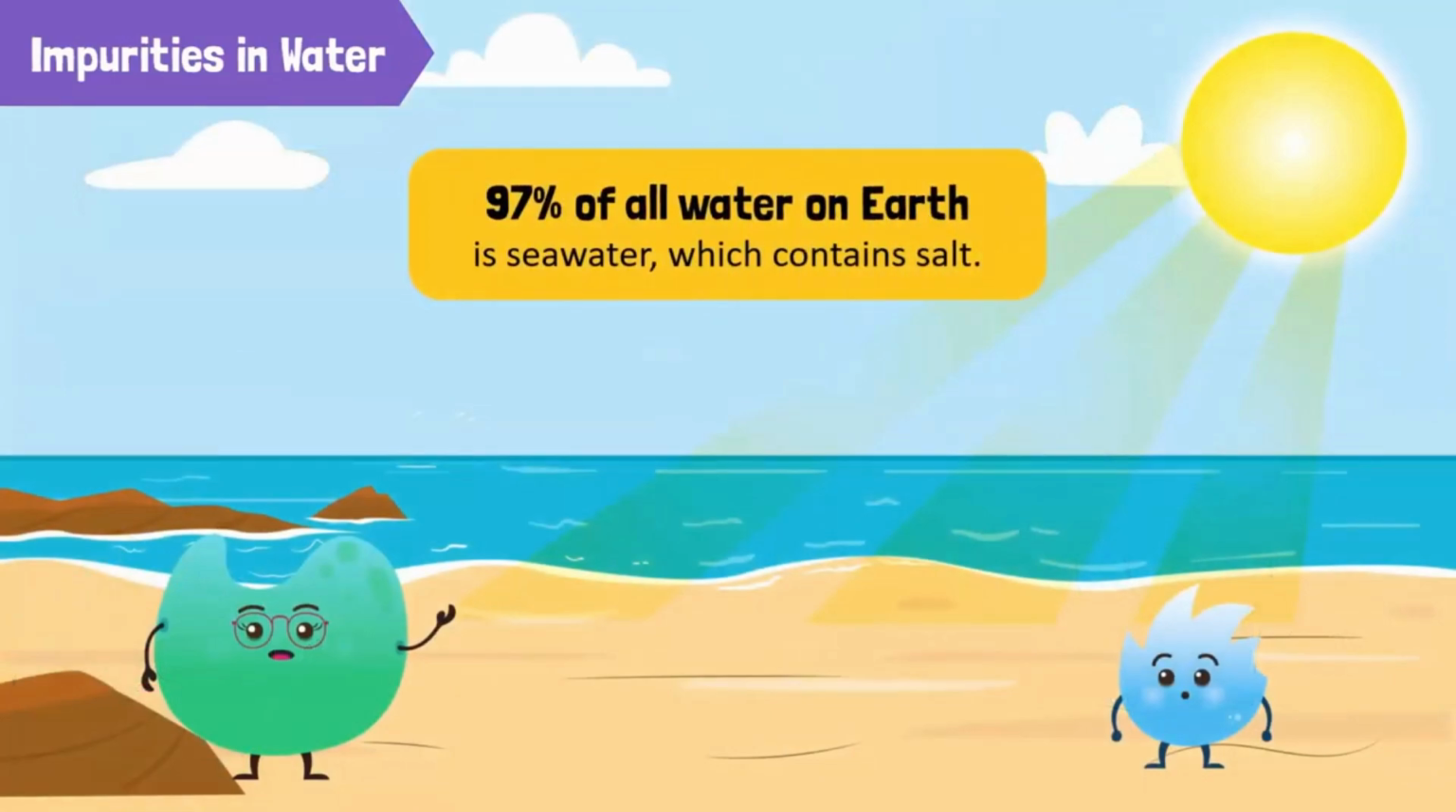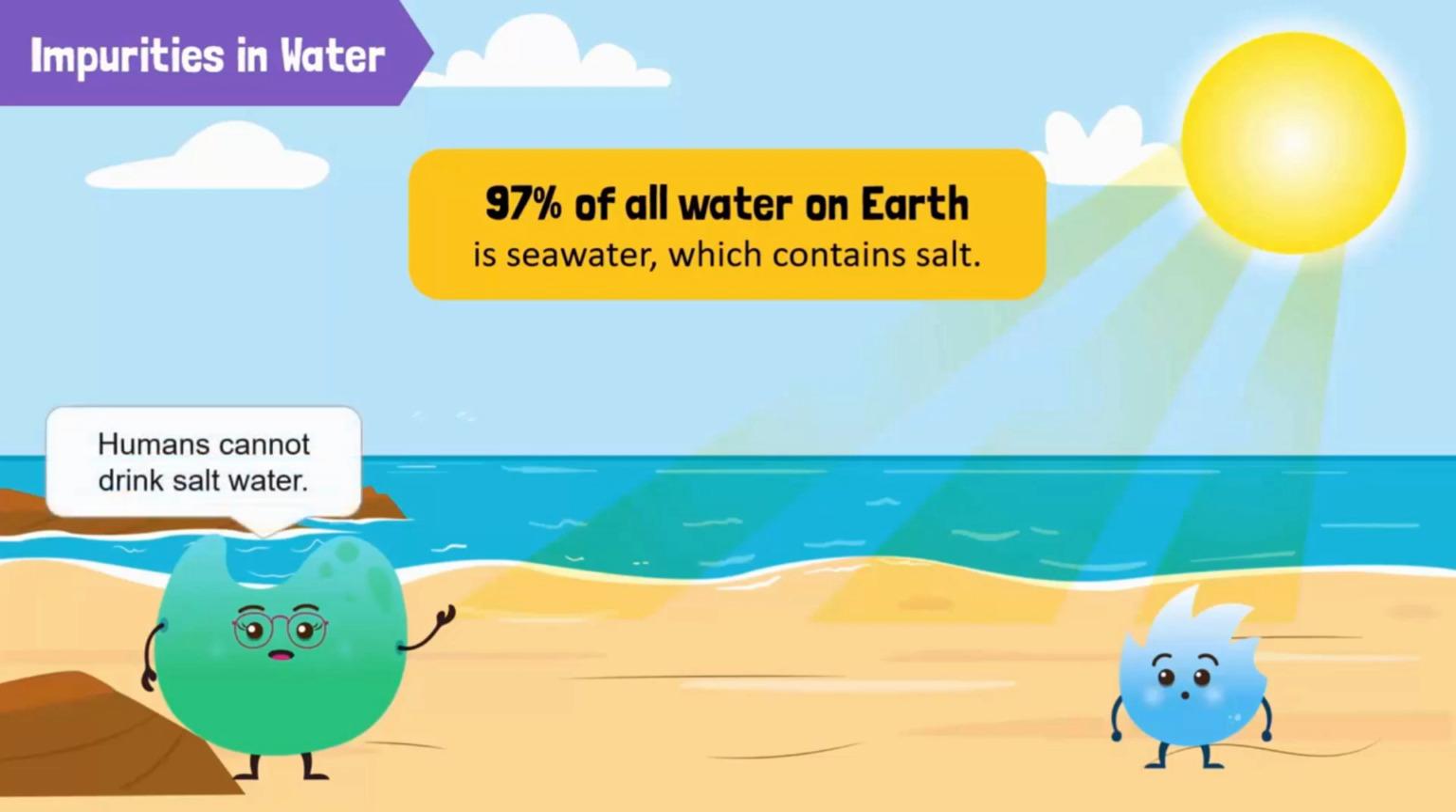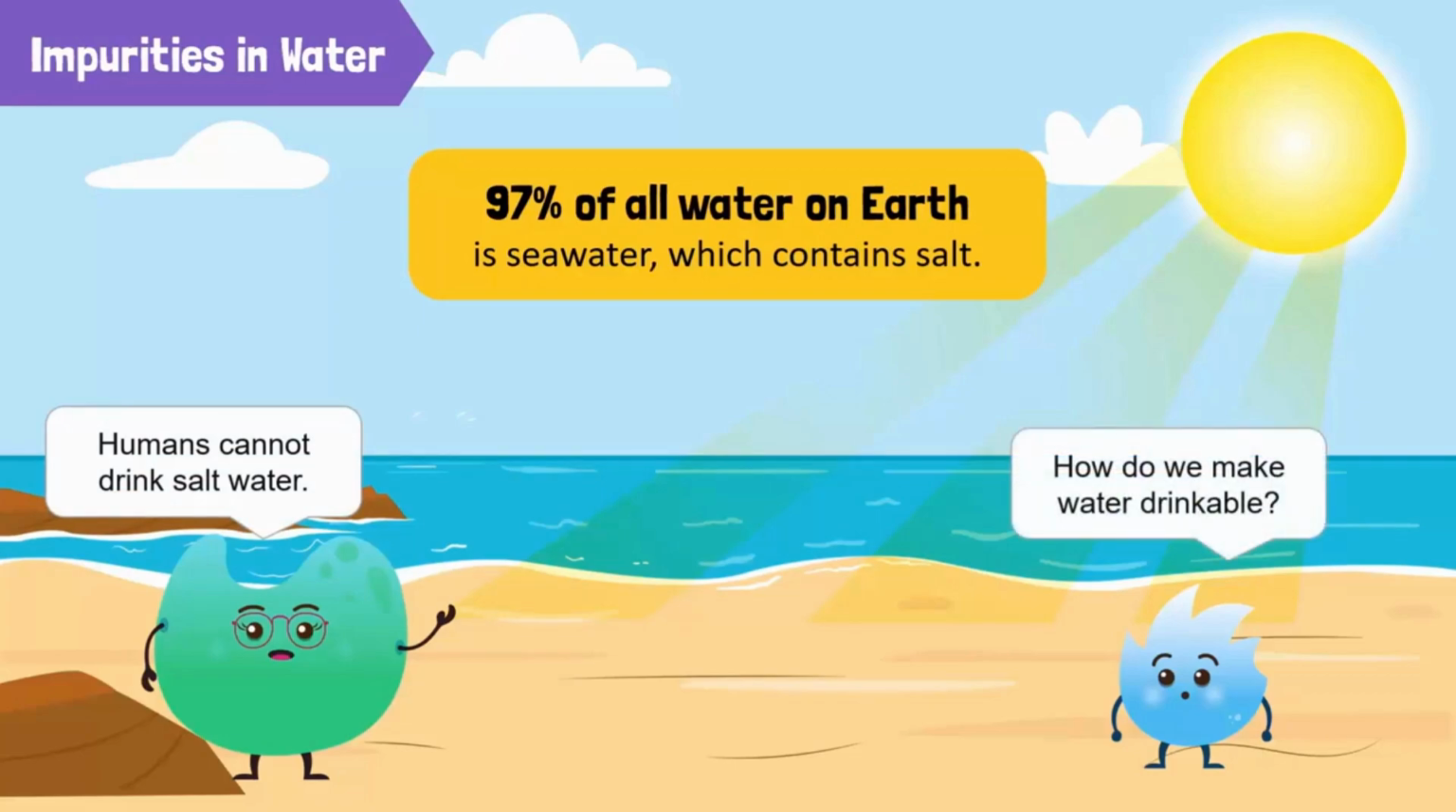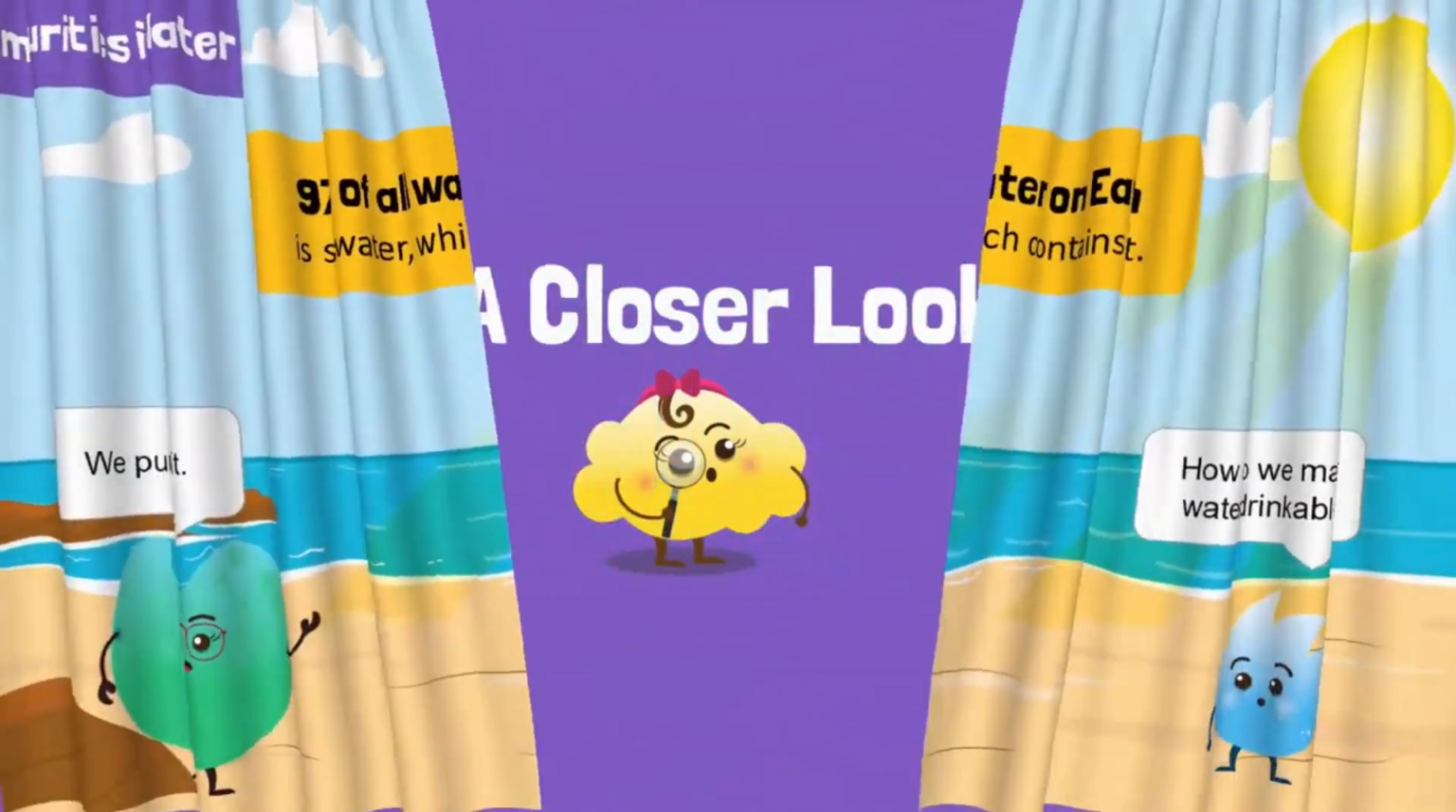97% of all water on Earth is seawater, which contains salt and other impurities. Humans cannot drink salt water and should not drink water that contains impurities. So, how do we make water drinkable? We purify it. There are a number of different ways we can do this. Let's take a closer look.